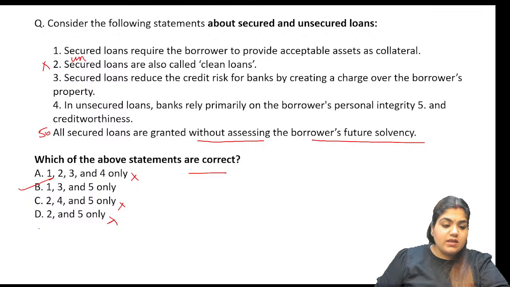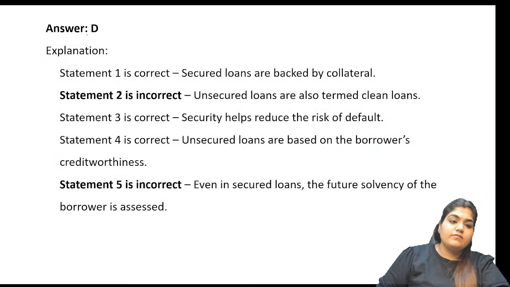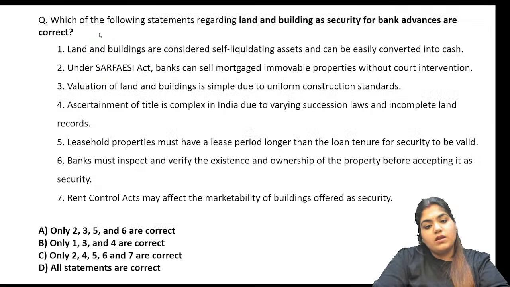Let's make E an option. It is 1, 3 and 4. Correct one is 1, 3, 4. Incorrect one will be 2 and 5. It is E. E is the correct answer. Next question. Last question from this unit.